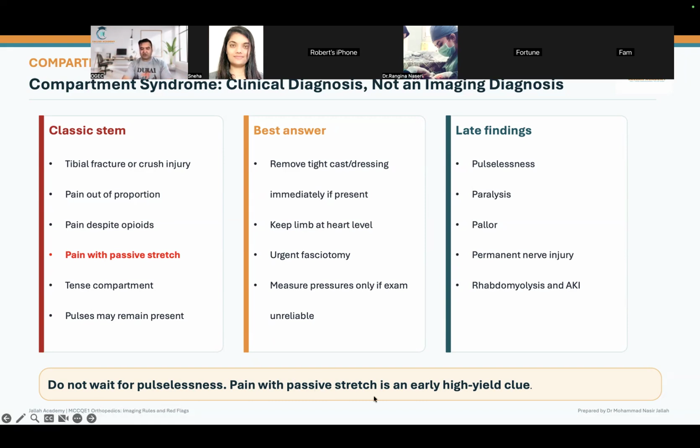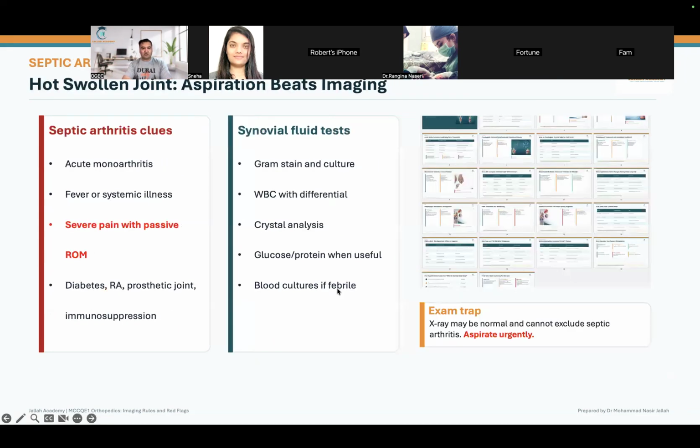Pain with a passive stretch is an early high-yield clue. Remember, this is very important. Remember this for compartment syndrome, and they love to use this. Most of the time, it is in the scenario. So you should be able to pinpoint and know that this is compartment syndrome.